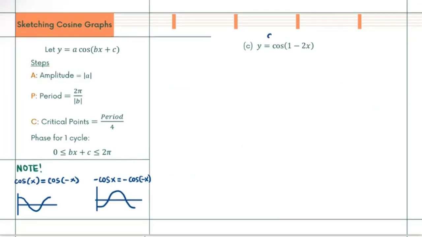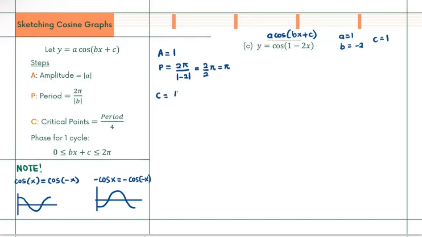So now, if we compare A cos of bx plus c, our A is 1, B adalah negative 2 and C adalah 1. So ini macam lebih kurang tadi, cuma dia adalah cos lah. So our amplitude will be equals to 1. Our period will be equals to 2 pi divided by magnitude, modulus of negative 2. And then kita akan dapat 2 over 2 which is equals to pi sahaja. And our critical points adalah period divided by 4, so pi over 4 again.